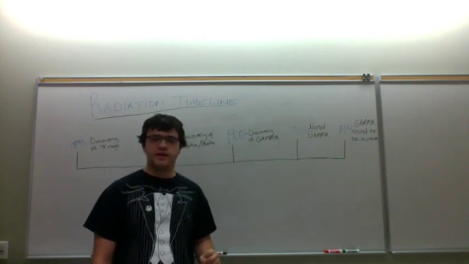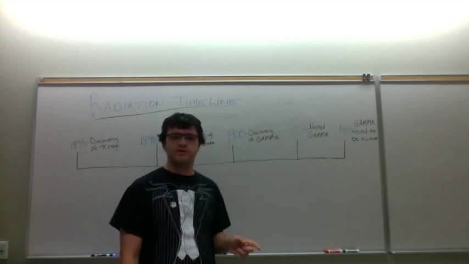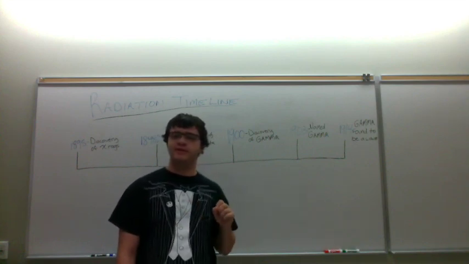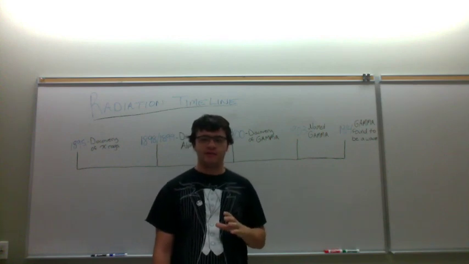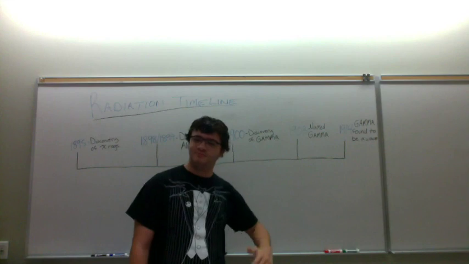Another use of alpha radiation is in space probes. They use it in a radioisotope thermoelectric generator that uses the heat given off from the decay of alpha radiation, and the heat is converted to electricity, which then powers the space probe.